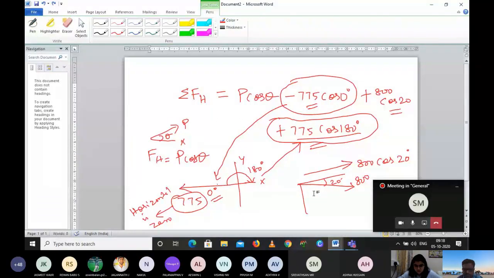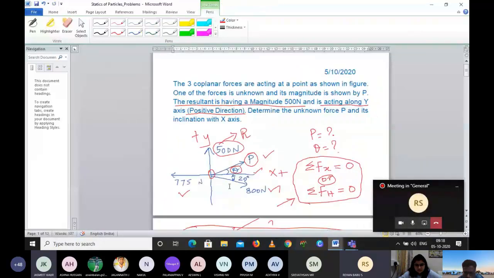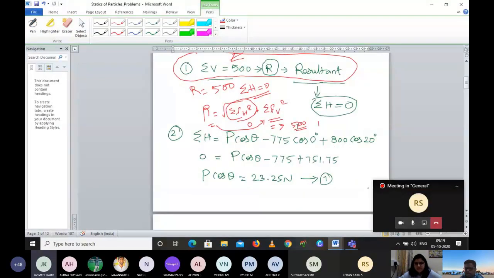It's correct, I think. 800 cos 20 should be along the x-axis. This is correct only. It is positive, am I right? Yes, sir, because the angle is with the x-axis. The 20 degrees you gave is in the fourth quadrant, I guess. Exactly. See here, what you said is correct. It is coming here, and it is acting towards positive x. That is fine. Any doubt? So now you substitute.